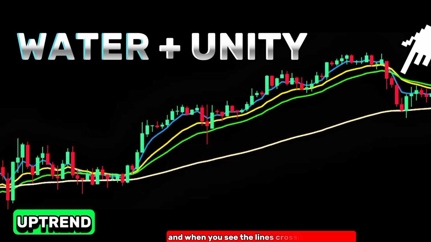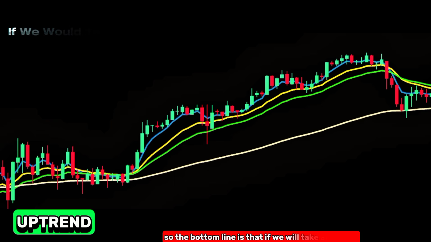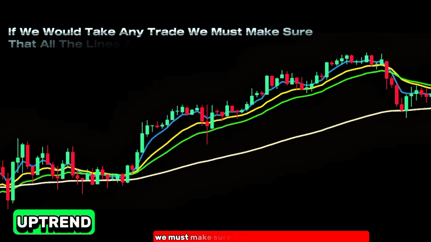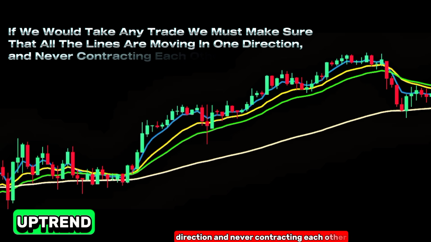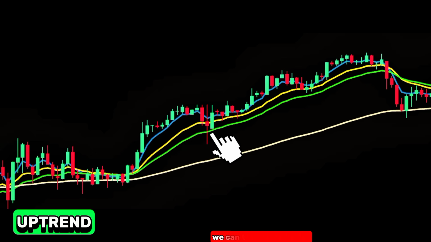And when you see the lines crossing each other, as though they are about to move in a downtrend, while still above the white line, which we clearly know signals an uptrend, that act becomes a conflict to the overall trend. And at that period in the market, we are not looking to take any trade, since the information is not clear. So the bottom line is that if we will take any trade, we must make sure that all the lines are moving in one direction, and never contradicting each other, so that when the market returns and touches our green line, we can take a good trade.